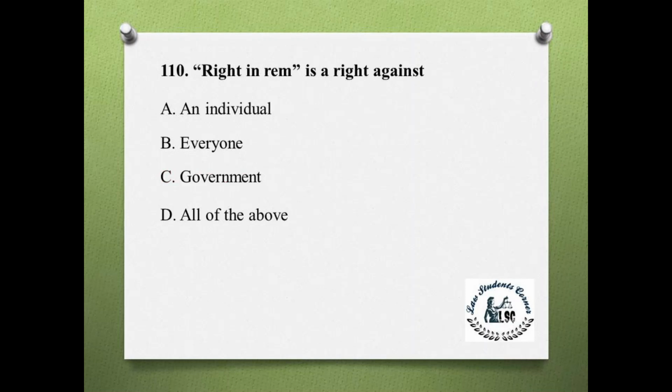Question number 110. Right in rem is a right against option A an individual, option B everyone, option C government, option D all of the above. Correct answer is option B everyone.